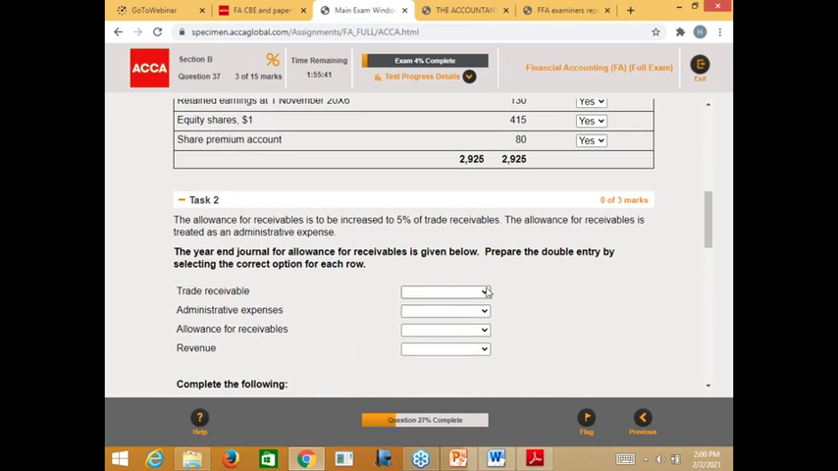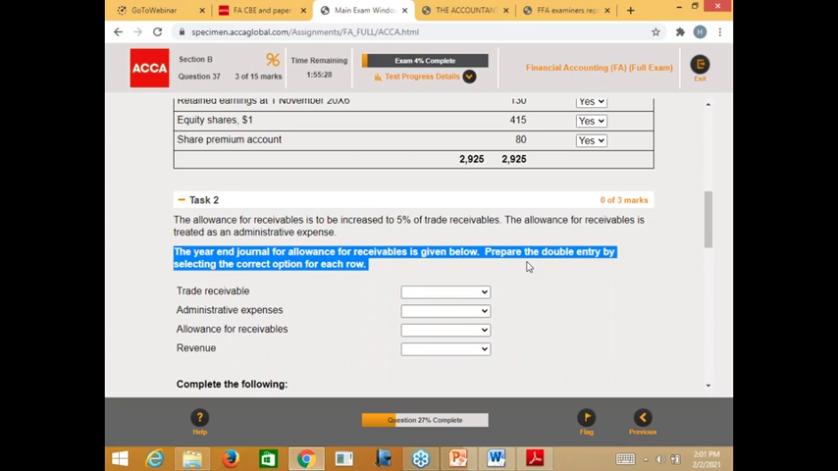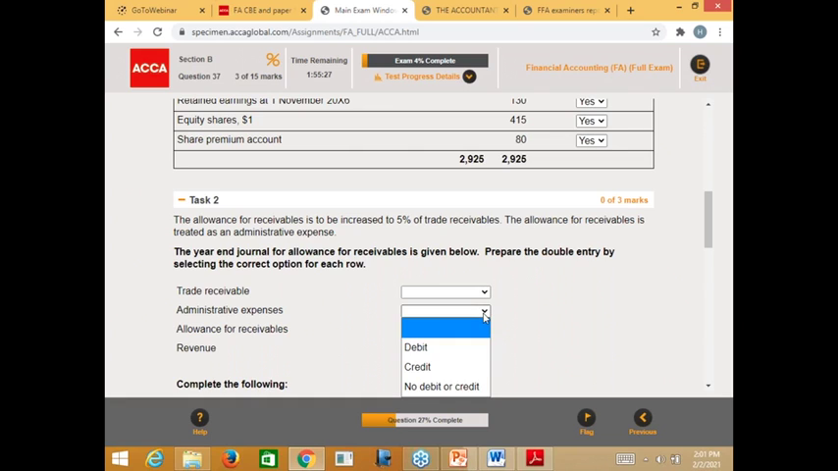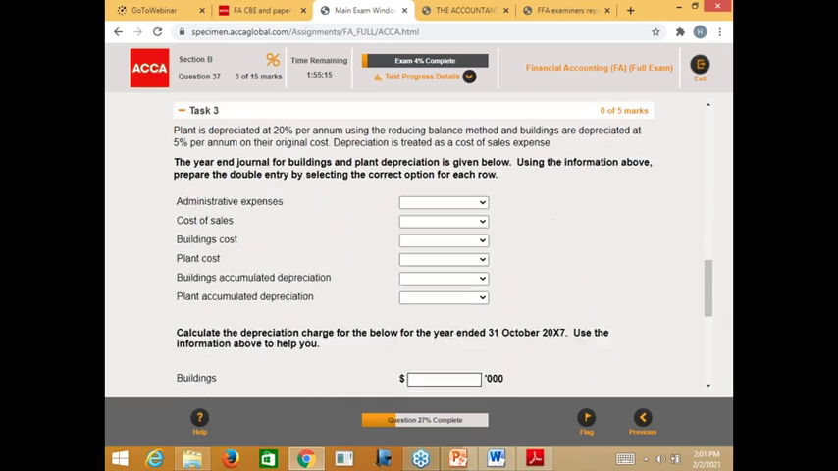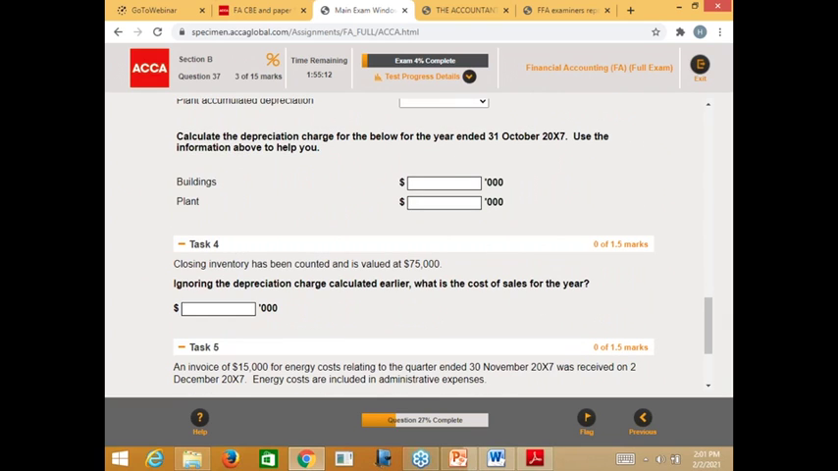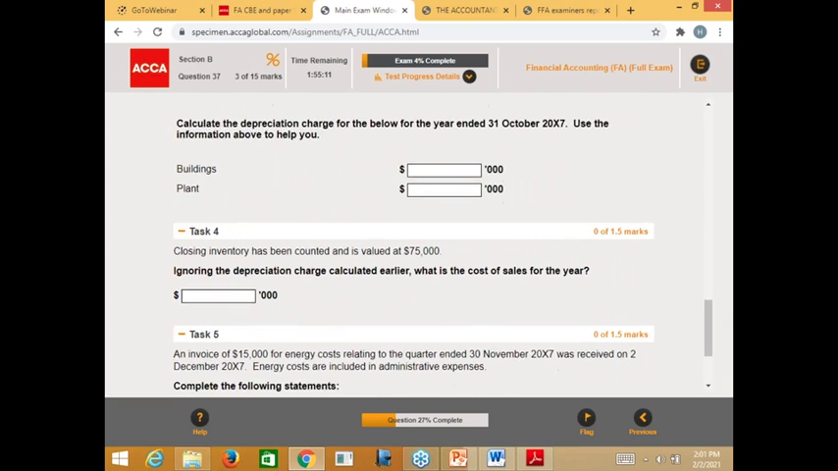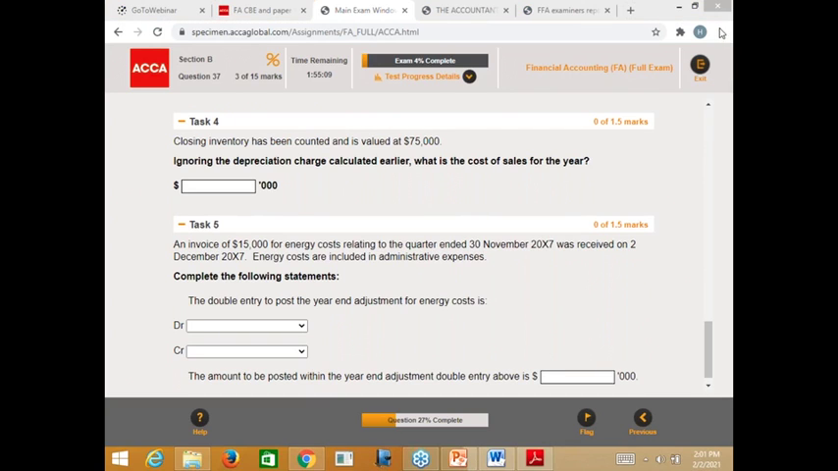Now in this part of the question, usually the question will be given to you on the drop down menu. The year-end allowance for the receivable is given below. Prepare the double entry by selecting the correct option for each of the following. What should be debited and what should be credited? So you have to make this double entry through this drop down. But attempting MTQs is very easy and very simple. So it's a clear 15 marks you can get from the examination directly.